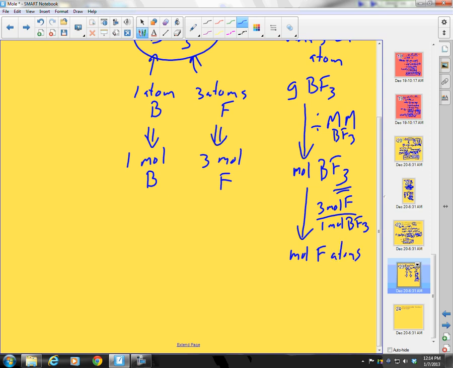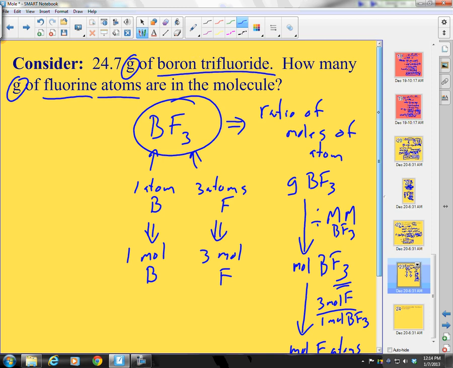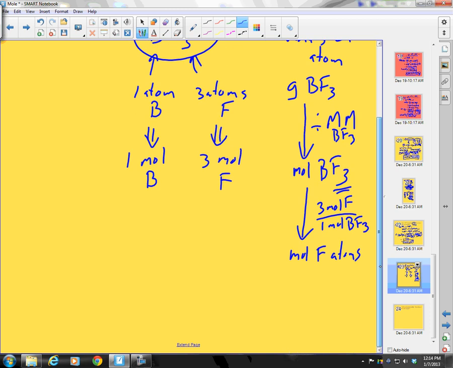Now how do I go from actual moles of fluorine atoms to grams of fluorine atoms? Because I need to get grams of fluorine atoms. How do I go from moles to grams? Well, I'm going to multiply this by the molar mass of 1 fluorine, because we're talking about fluorine atoms. And that will give me grams of fluorine atoms. You guys got that? That's the thought process. Are you ready to work it out?